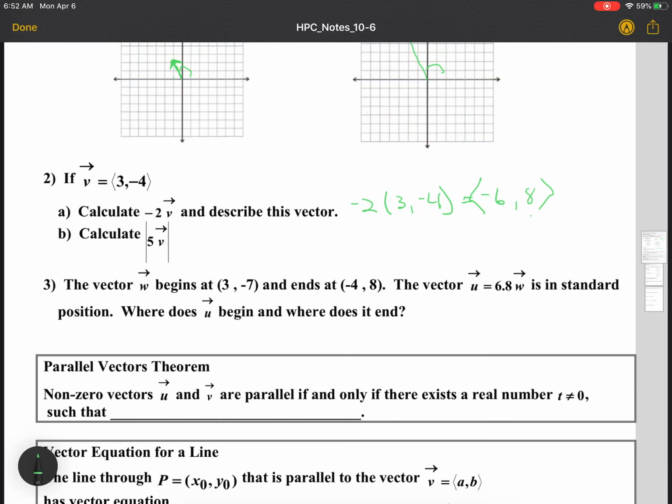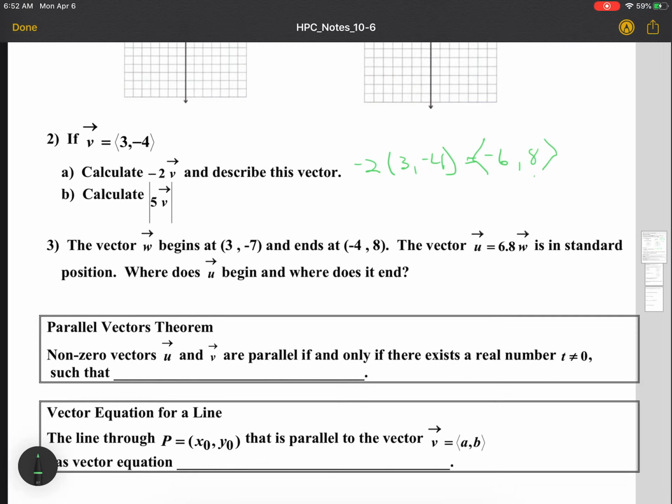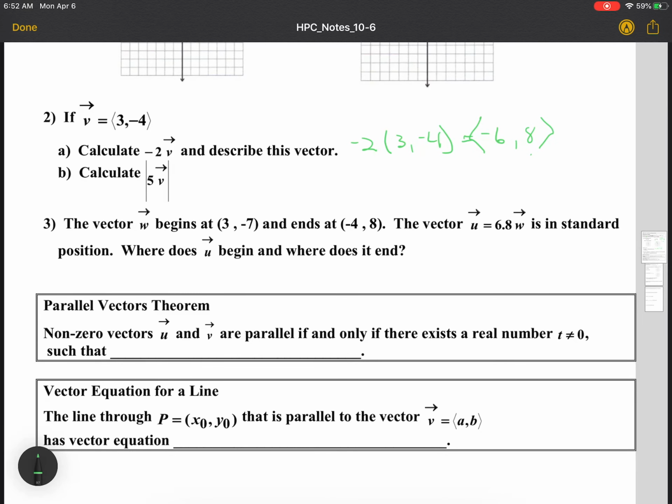Okay? So they're going opposite direction and it's twice as long, right? Our scalar's 2. Now, looking at B, it says calculate. Remember, these absolute value bars are like saying norm, okay? Our absolute value bars is like finding our R. Okay, they want us to find the R. So first, though, we got to do our 5 times V. So we're going to have our 5 times V, which is 3, negative 4.